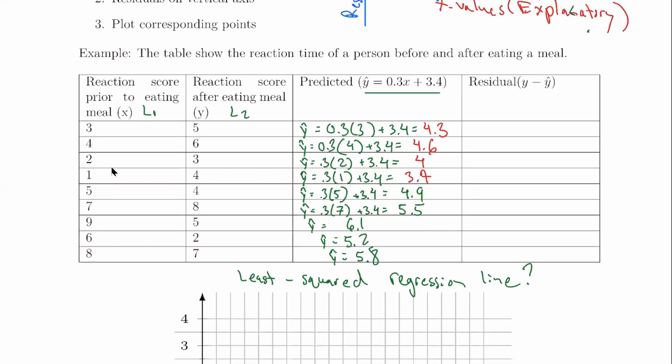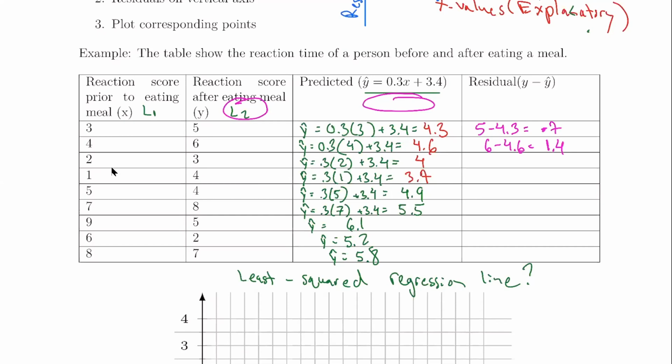All right, up next, we're going to calculate the residual. The residual should be pretty simple because I'm going to take this value over here and subtract this value over here. So if you look at the first one, we're going to say 5 minus 4.3, that's positive 0.7. Then the next one will be 6 minus 4.6, and you get 1.4.